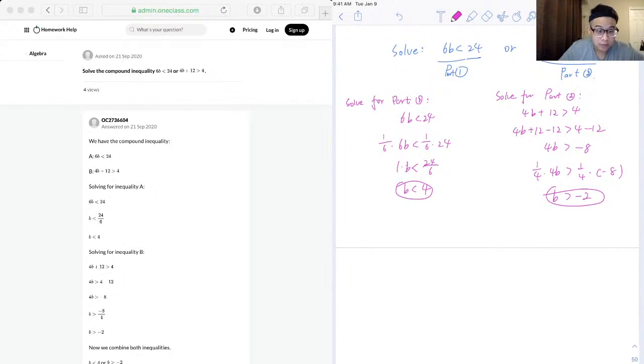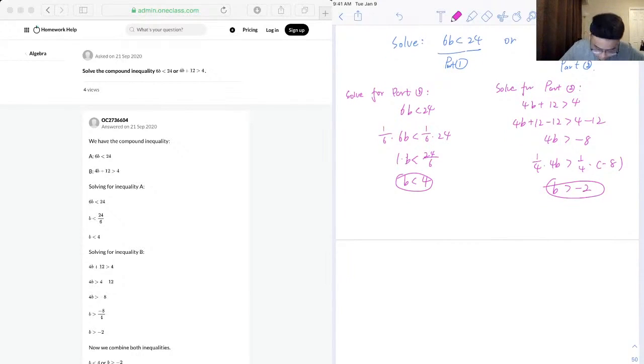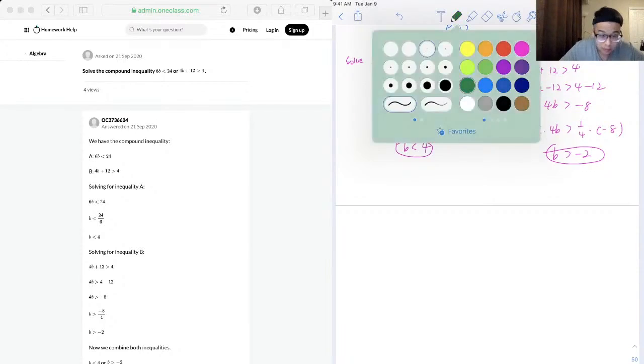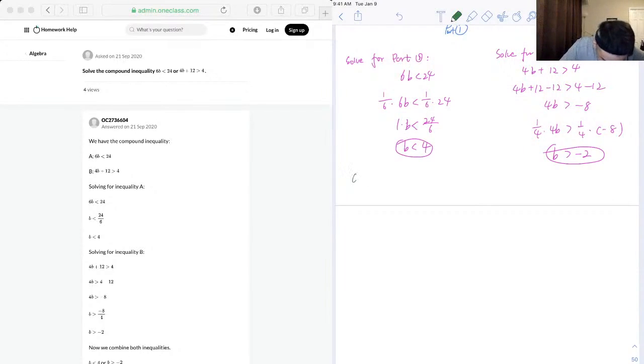So now we just need to combine both inequalities. Combine the results from part 1 and 2. We have b is less than 4 or b is greater than negative 2.